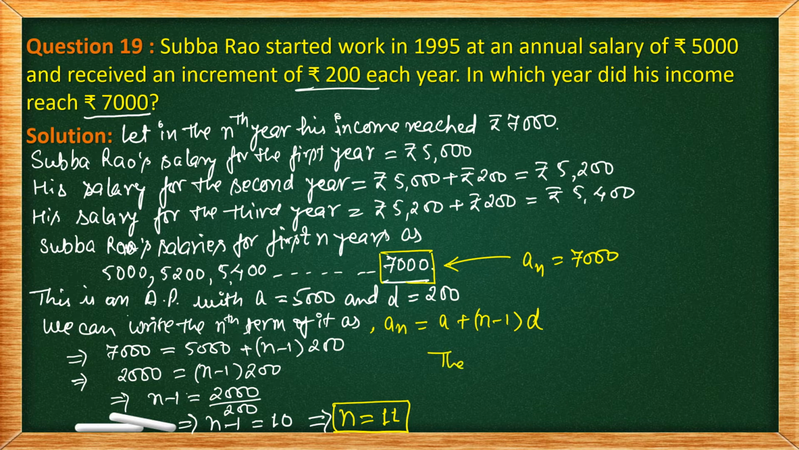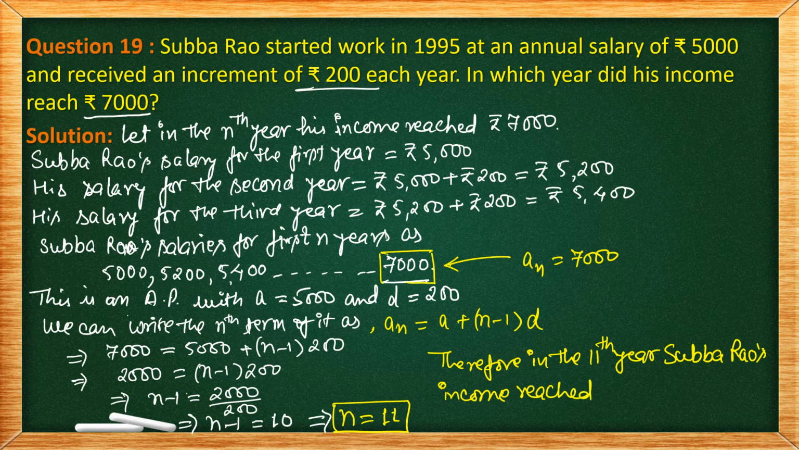So we can write our answer. Therefore, in the 11th year, Subba Rao's income reached rupees 7,000. So this was the solution of question number 19. Now let's come to question number 20.